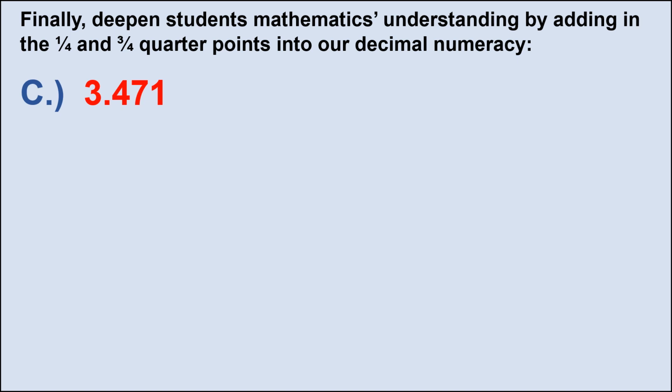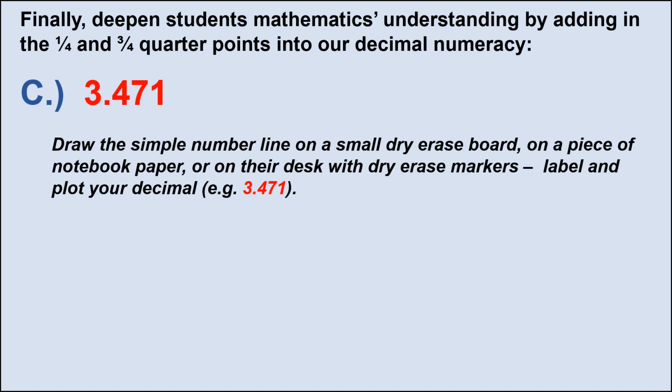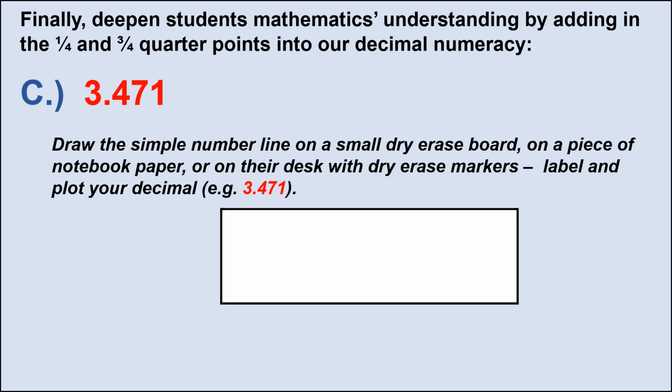As before, draw a simple number line on a small dry erase board, on a piece of notebook paper, or physically on their desk with dry erase markers. Label and plot your decimal, in this case 3.471. Let's draw our number line. We know that 3.471 is between two whole numbers, 3 and 4.